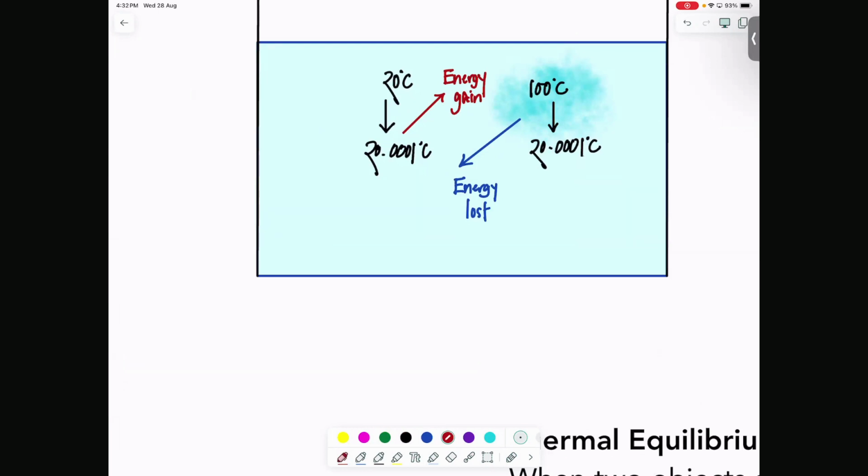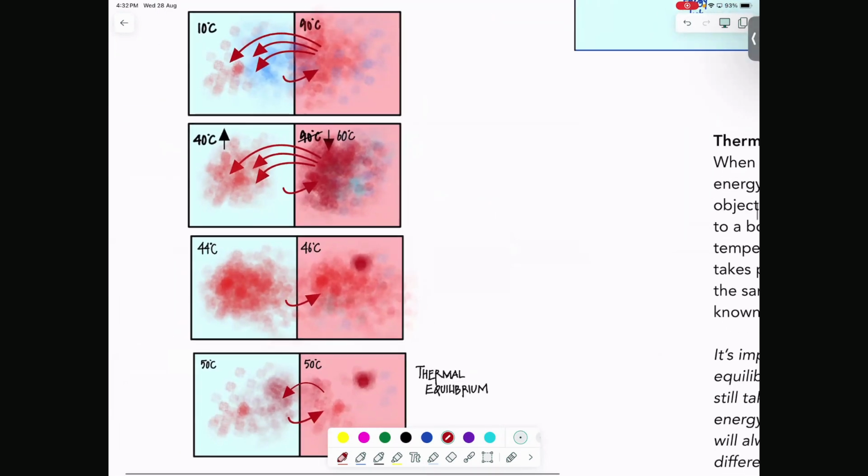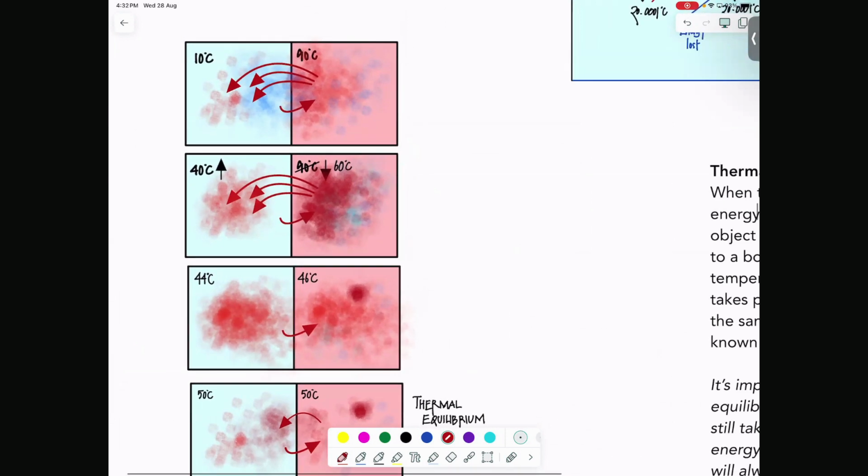That's the main part. So this is called thermal equilibrium. I'll just summarize what's going on here first of all. In the first scenario, what is taking place here? Energy transfer by means of conduction. And the energy transfer always takes place from where? Always from higher temperature to lower temperature.